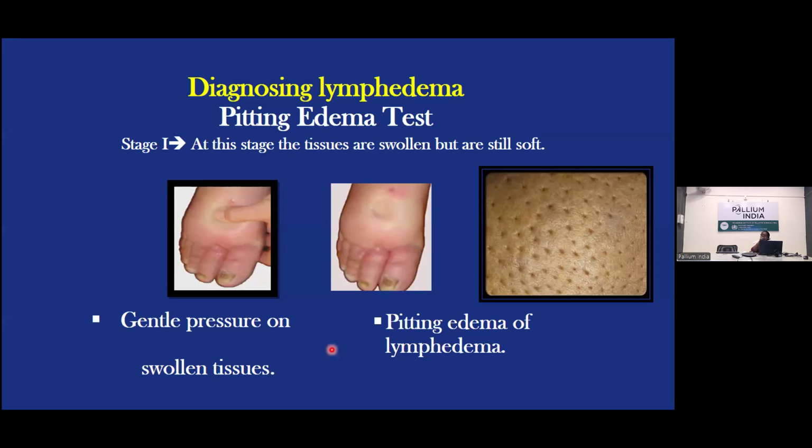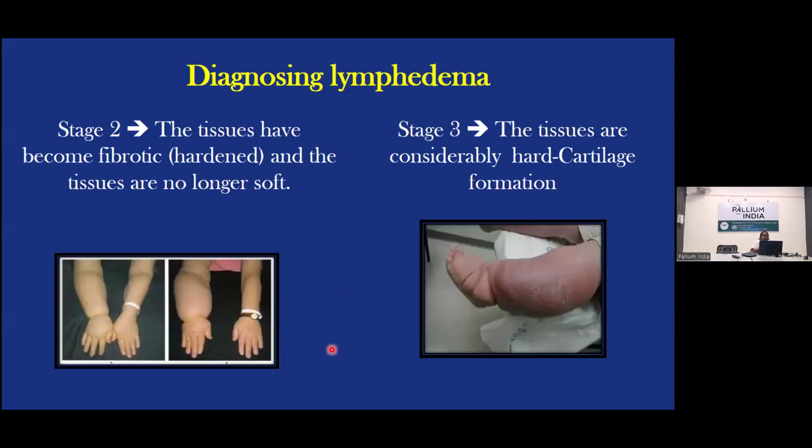If you see this stage, you can manage this patient. You can control this edema soon because we need very minimal time to reduce stage 1 lymphedema. Now this is stage 2. If you have not given attention to stage 1 lymphedema, then it goes to stage 2. At that time the tissue becomes fibrotic, a little bit hardened, and the tissues are no longer soft. This is stage 2 lymphedema.